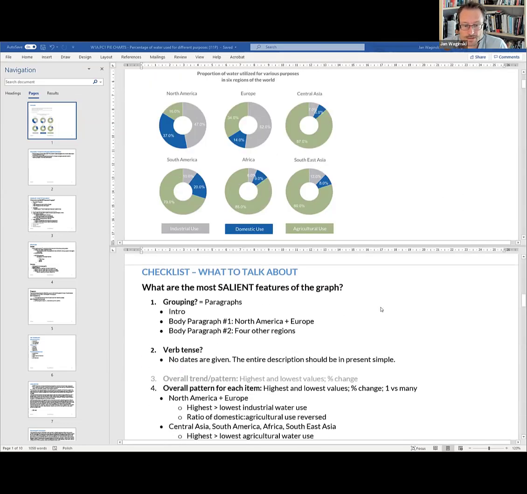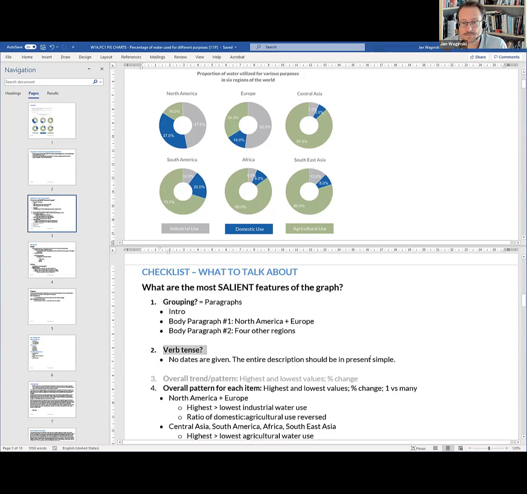So we've got our checklist here. It's a little bit different from the checklist for bar graphs, but we talked about the most salient features of the graph. So salient features are the most obvious, noticeable ones. And the way that Natalia grouped these is the way that we're going to stick to. So body paragraph 1 is going to be about North America and Europe. Body paragraph 2 is going to be about the 4 other regions.